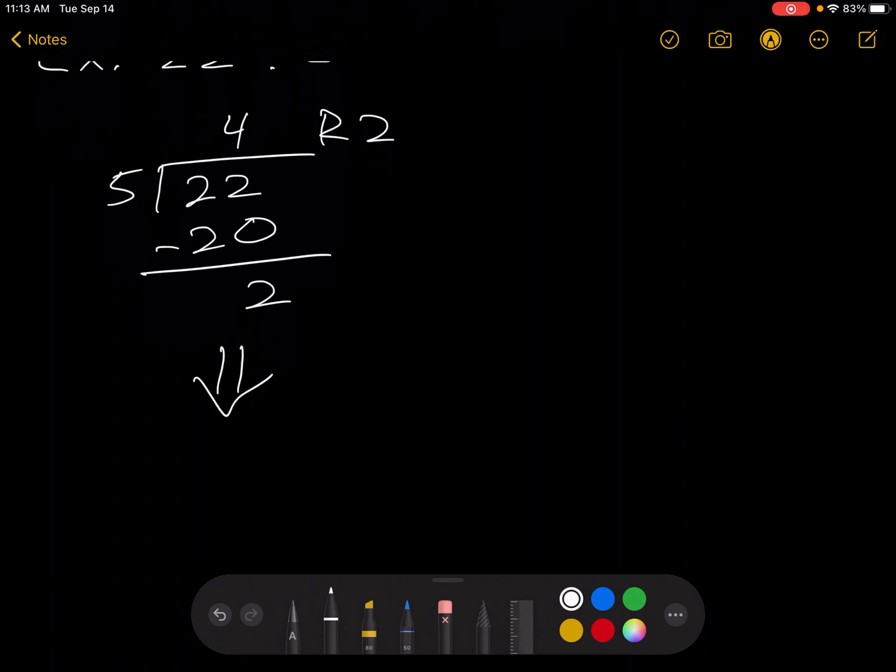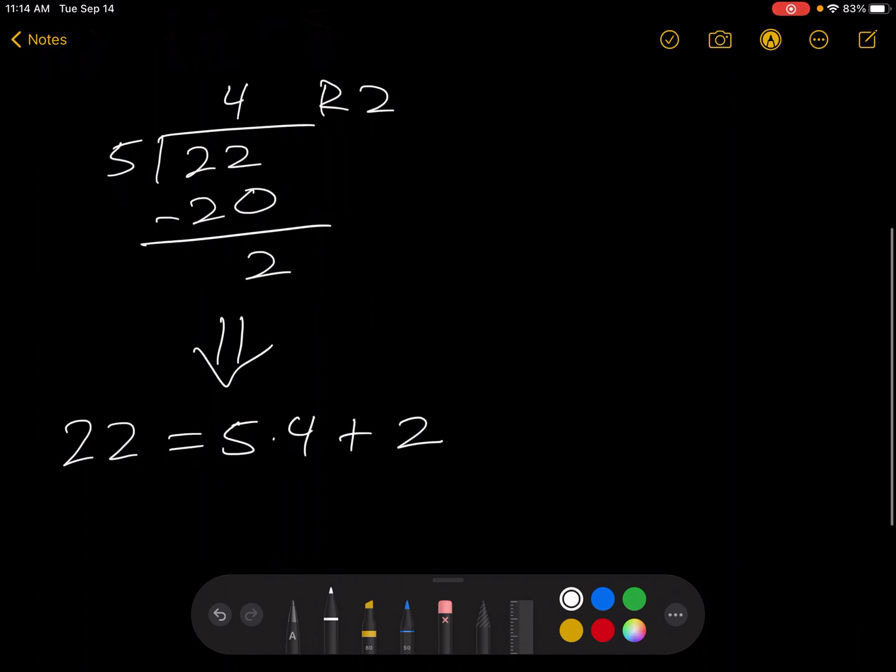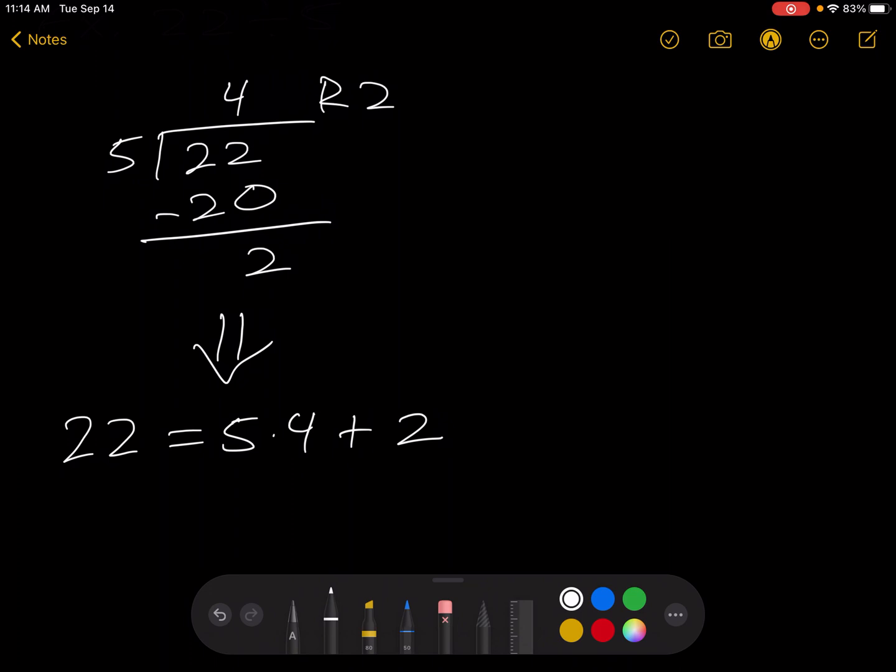Okay. Now think about what that means, another way to write this. In grade school you might have also learned that another way to express all of this is that 22 is equal to 5 times 4 plus 2. Now in the language of the division algorithm, 22 is the number n, 5 is the divisor, d, 4 is the quotient, q, and 2 is the remainder, r.